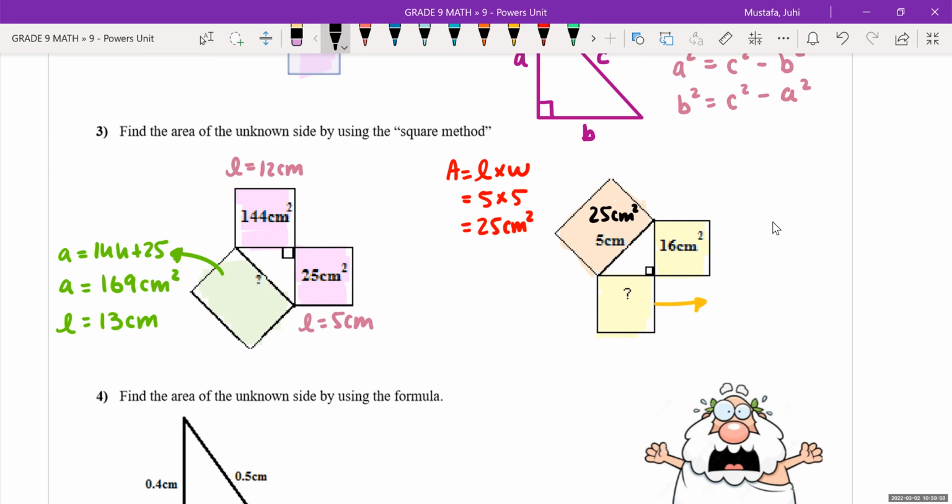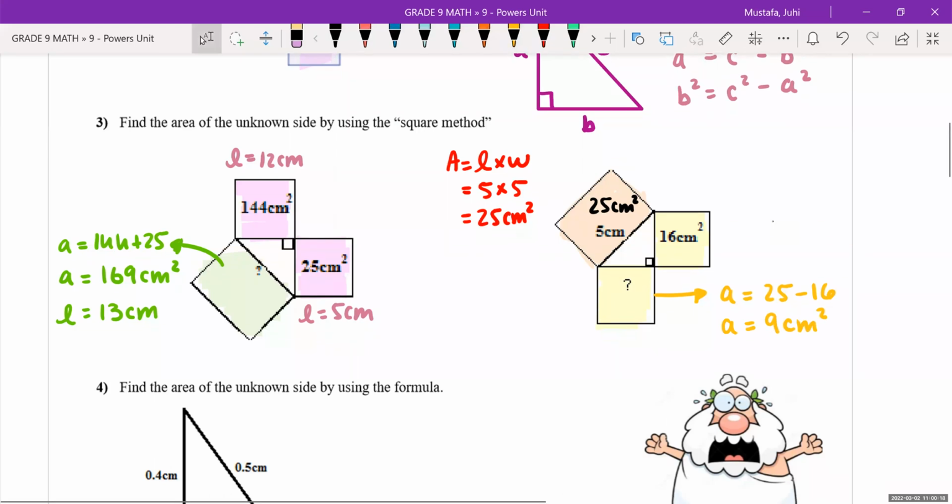Perfect, exactly. We had said that the area of the two smaller boxes have to add up to give you the big box. If you know what the big box is and one of the smaller boxes, you just need to subtract them, and that way you can figure out the area of the smaller box. So the area here is just going to be 25 minus 16, which is 9 centimeters squared.